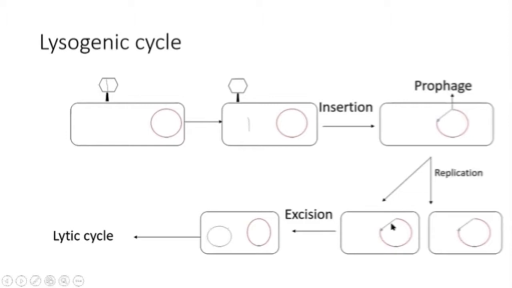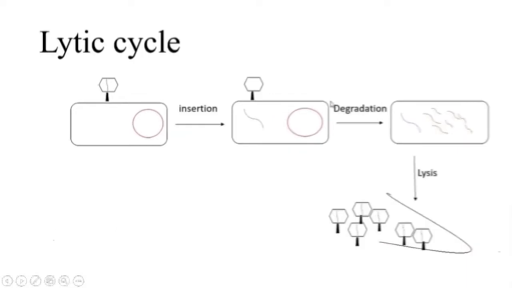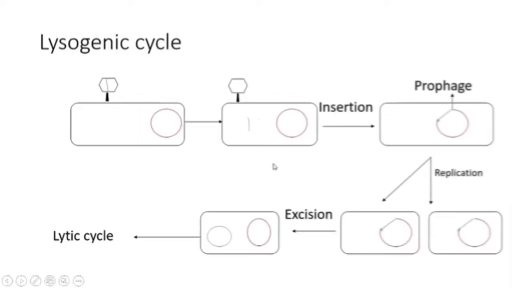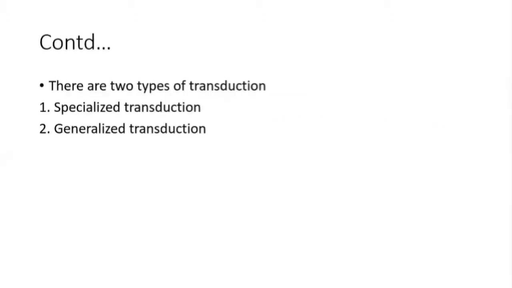Now, if by any chance this bacterial cell gets exposed to some mutagenic agents such as UV radiation and certain chemicals, this viral DNA gets activated and it excises itself from the bacterial genome, becomes circular and starts the lytic cycle from this stage. So the major difference between the lytic cycle and the lysogenic cycle is, in the lytic cycle, the host cell dies at the end of the process, whereas in the lysogenic cycle, the host cell remains alive.